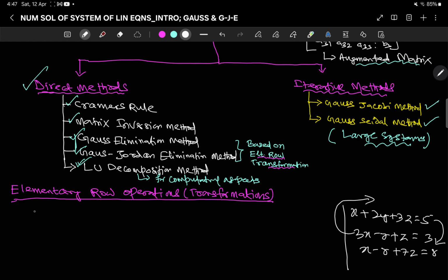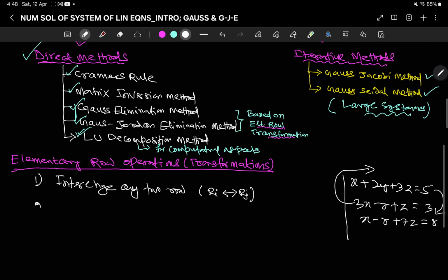The elementary row transformation, the first one, is you may interchange any two rows. Interchanging any two rows will not affect the system. I can write it as Ri is replaced by Rj, or I can interchange Ri and Rj.